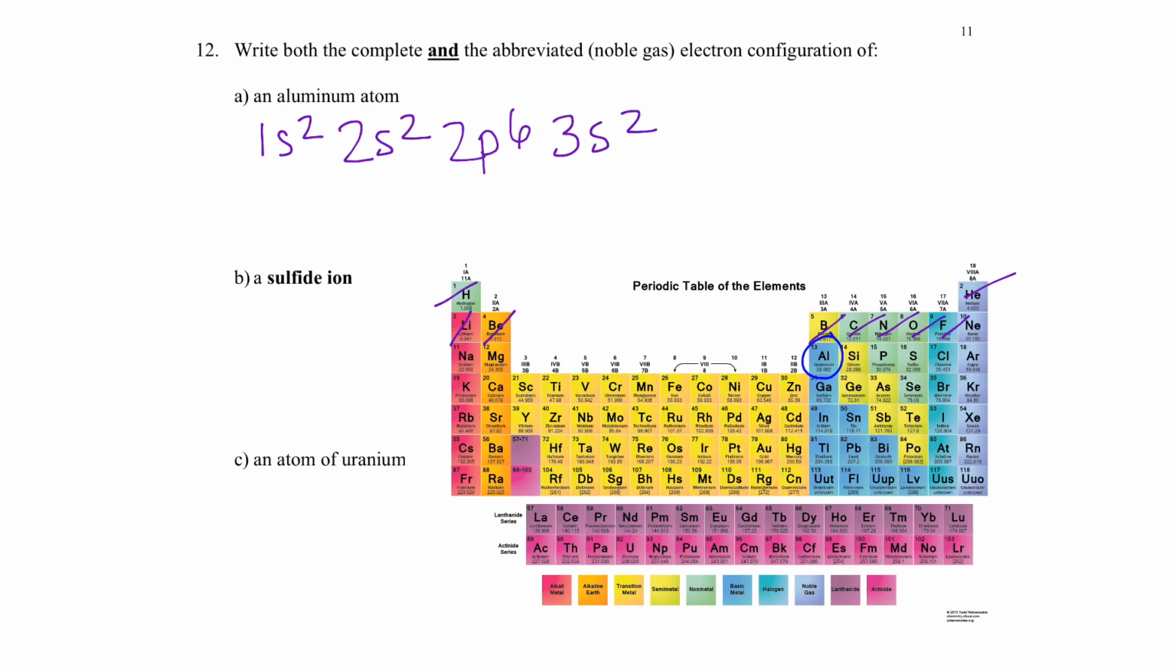And last but not least, the only thing we need to finish up is this piece right here. Third row, P sublevel, and only 1 spot. So our last part here would be 3p1. That's the full electron configuration for aluminum.